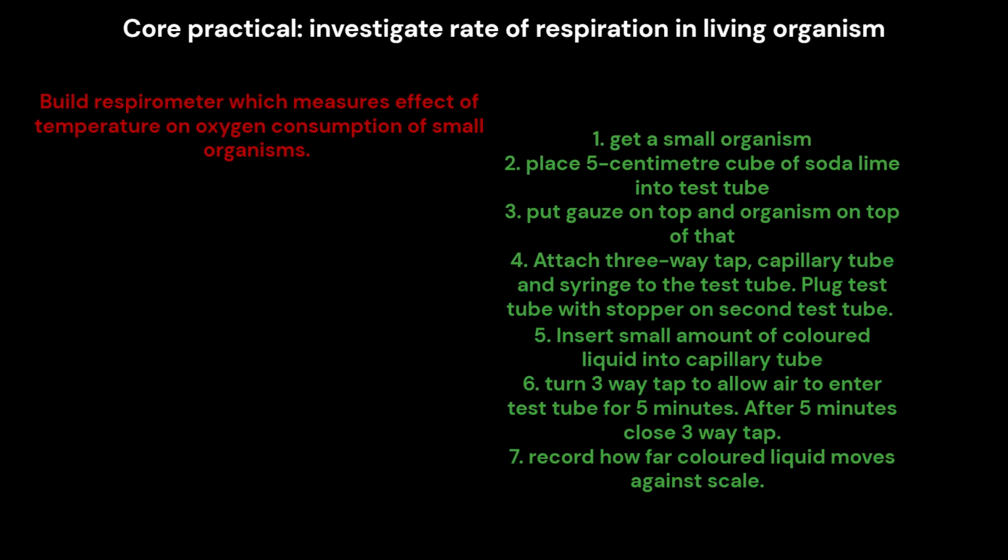Core practical. Investigate the rate of respiration in a living organism. Build a respirometer, which measures the effect of temperature on oxygen consumption of small organisms. 1. Get a small organism. 2. Place a 5 centimeter cube of soda lime into a test tube. 3. Put gauze on top, and the organism on top of that. 4. Attach a three-way tap, capillary tube, and syringe to the test tube. Plug the test tube with a stopper on a second test tube.